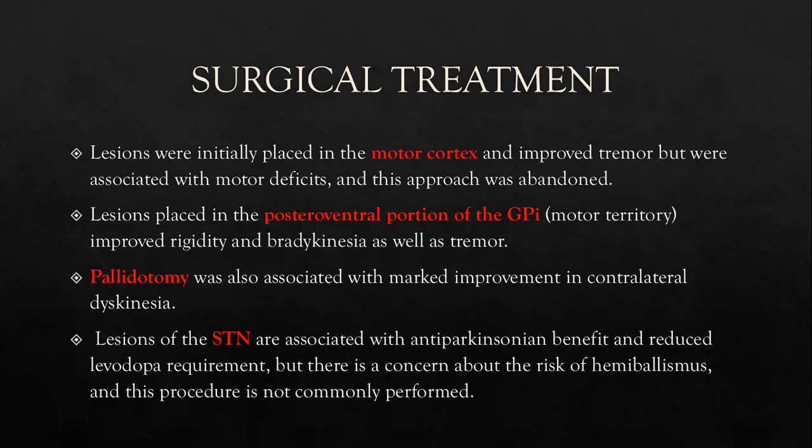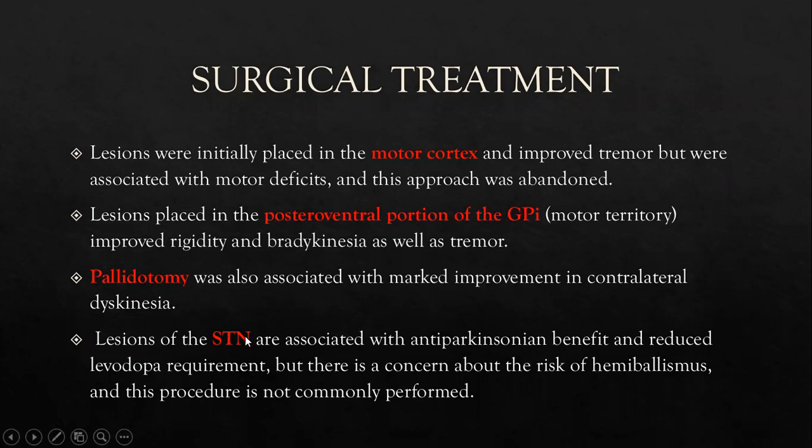So coming to the next modality, surgical treatment. Initially, they were making brain lesions in the motor cortex, which also improved the tremor, but were associated with motor deficits, and this approach was abandoned because of the abundant side effects associated with it. Then they tried making lesions in the posteroventral portion of the globus pallidus interna, which improved rigidity and bradykinesia as well as tremor. Pallidotomy, that is the lesion in the globus pallidus, was also associated with marked improvement in the contralateral dyskinesia.